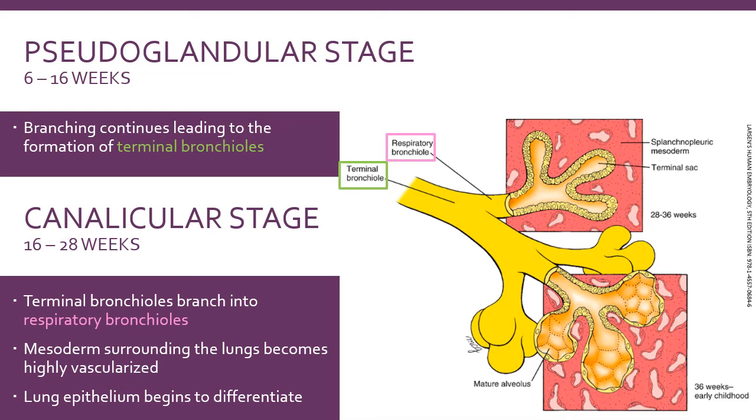Also in the canalicular stage, you start to see vascularization of the mesoderm that's surrounding the developing lung tissue. And that vascularization is going to help support the lung tissue as it develops. Finally, in this stage, we start to see differentiation of the lung epithelium. So the interior lining of the lung starts to differentiate and take on its more mature form.